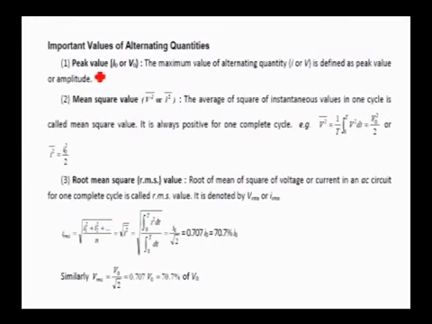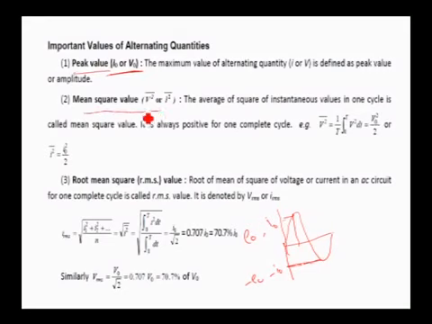We have to define some quantities related to this. Peak value is nothing but I naught or V naught, because during the variation of current like this, it reaches the maximum value. This is what we call the peak value of current, I naught, and in the negative direction it is minus I naught. Similarly we have E naught and minus E naught. The mean square value is the average of the square of the instantaneous values in one cycle, but if you take the root of it, it becomes the root mean square value, which is I naught by root 2.